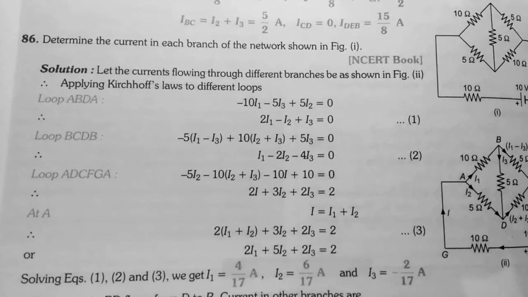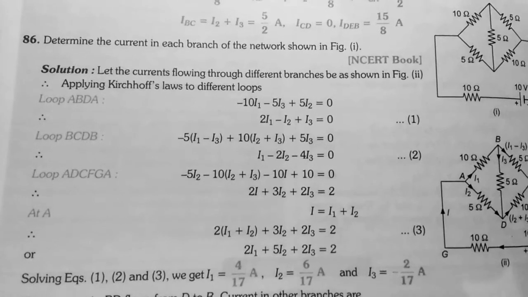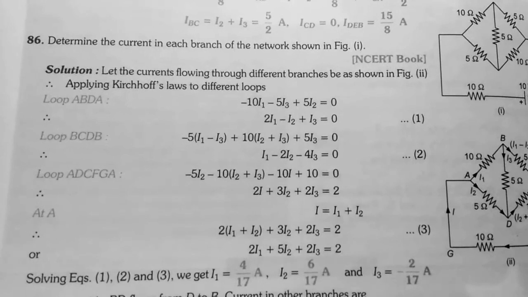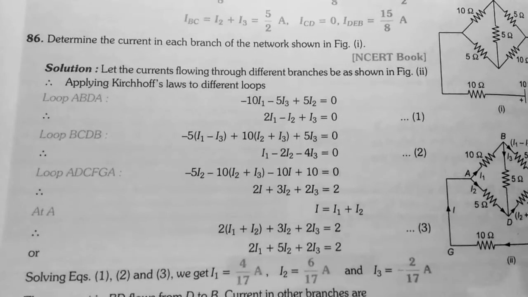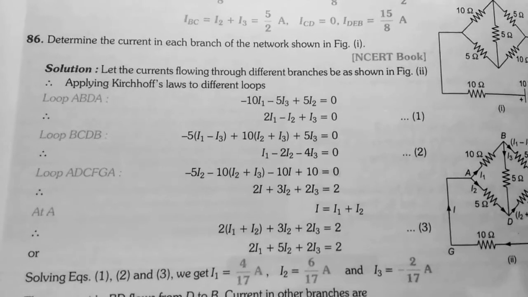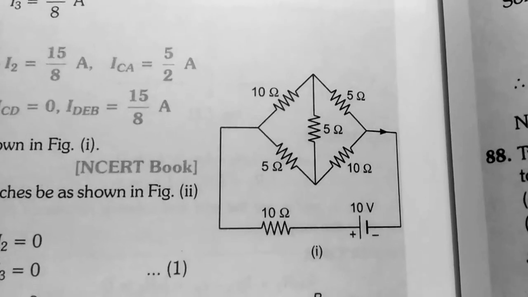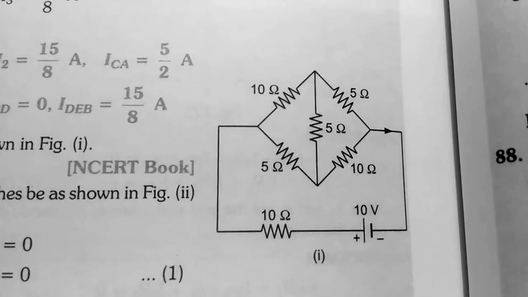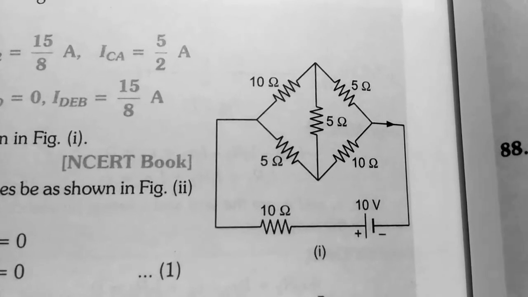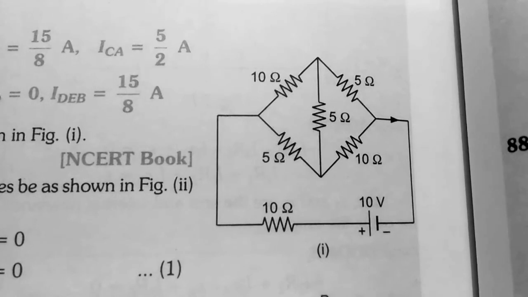So today we are going to solve some numerical problems related to Kirchhoff's law, Kirchhoff's loop rule and junction rule. Okay, so in front of you can see one question from the NCERT book. Determine the current in each branch of the network shown in figure 1. So let's see figure 1 first. Here you can see that 6 resistances are connected with a 10 volt battery.